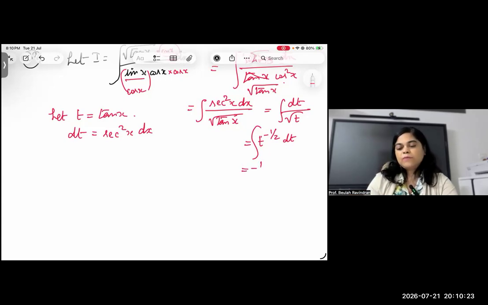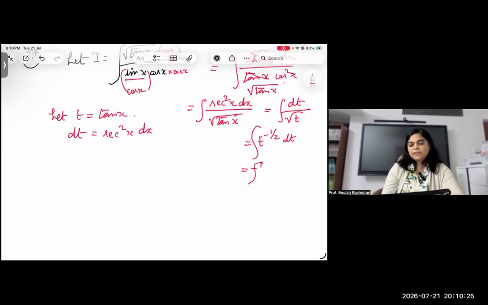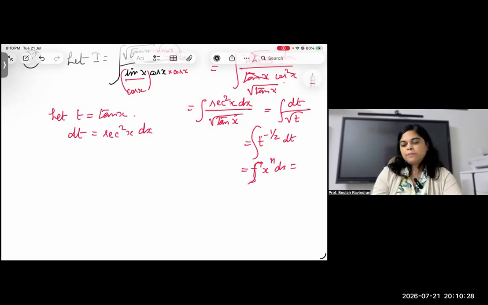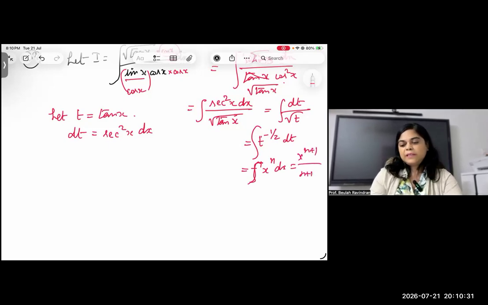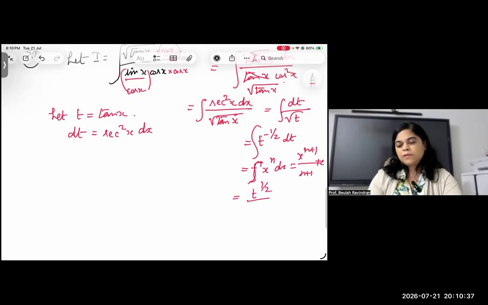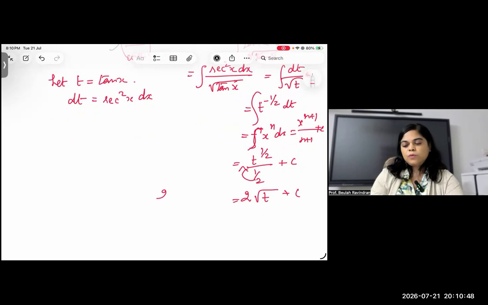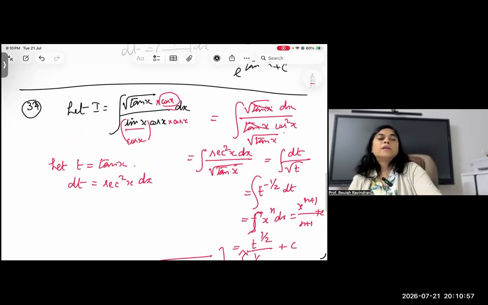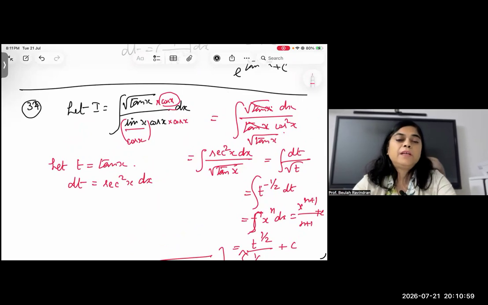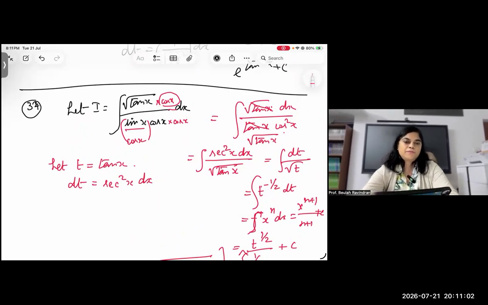What is the formula? For integration, the basic formula is x power n plus 1 by n plus 1, plus c. Here it is t power minus half plus 1, that is t power half by half, plus c. The 2 can be brought up, so it will be 2 root t plus c. What is t? Tan x. So the answer is 2 root tan x plus c. Can you understand? This is how you have to connect. You must know the connections, or else it will be tough for you.